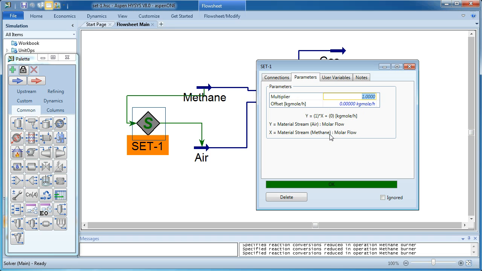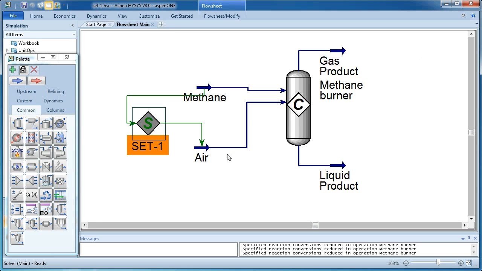But this is the molar flow rate of air that we're calculating, not just the oxygen. So instead of using 2, we have to use 2 divided by 0.21, and what that gives us is 9.53 as our multiplier. So the molar flow rate of air will be 9.53 multiplied by the molar flow rate of the methane, and there's no offset, there's no constant for this one. So we press enter, and that has already solved.